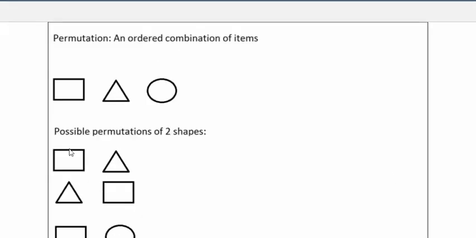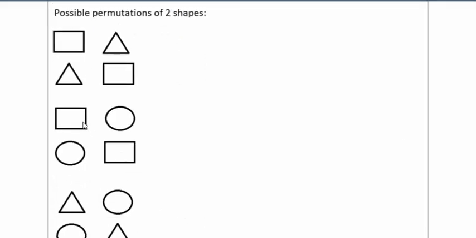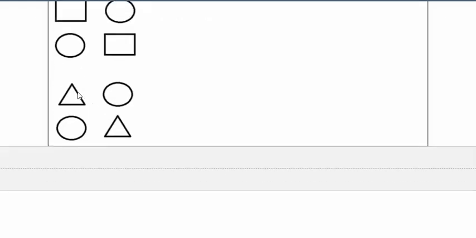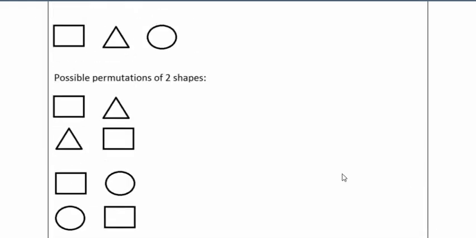You could have the square first, and then the triangle. You could have the triangle first and then the square. You could have the square first and then the circle, or the other way around. And you could have the triangle and then the circle, or the other way around. So to get the possible permutations, you just list out the 3 combinations like we did earlier, and then you just write out the reverse of each combination. And that gives you the 6 permutations. So each permutation is basically a possible sequence of 2 items.